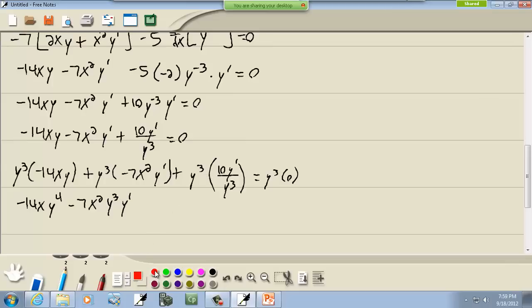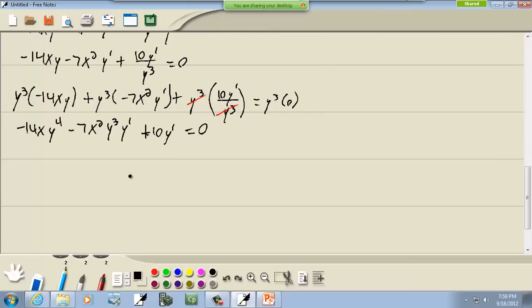Over here, the y to the thirds will cancel. And we're left with 10 y prime. And over on this side, y to the third times 0 is 0. Okay, so we want to get everything with a y prime on one side, everything else on the other side. And I'll get everything with y prime on one side, everything else on the other side. So I'll take this negative 14x y to the fourth to the right side.